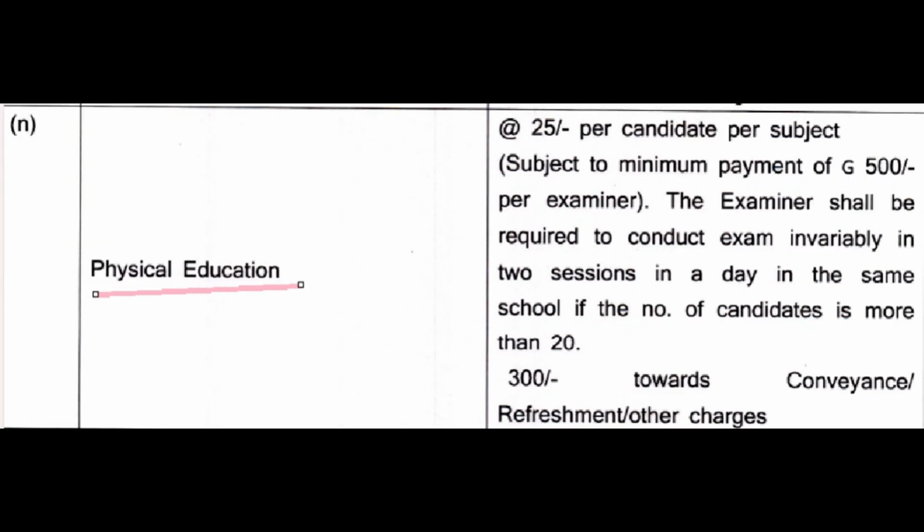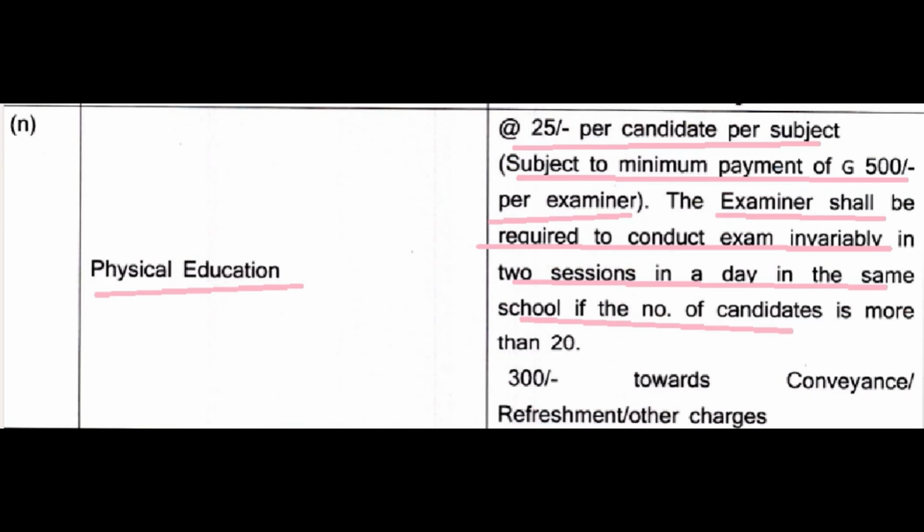For physical education, at the rate of 25 rupees per candidate per subject, subject to a minimum payment of 500 rupees per examiner. The examiner shall be required to conduct the exam invariably in 2 sessions in a day in the same school if the number of candidates is more than 20. 300 rupees towards conveyance, refreshment or other charges.